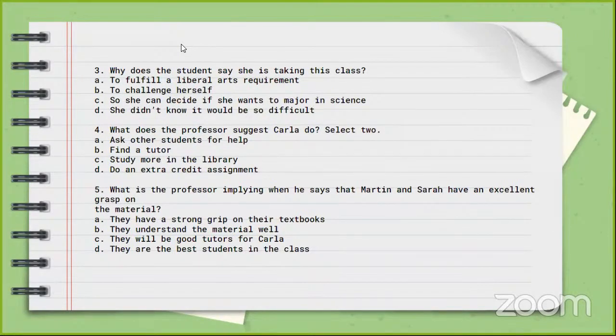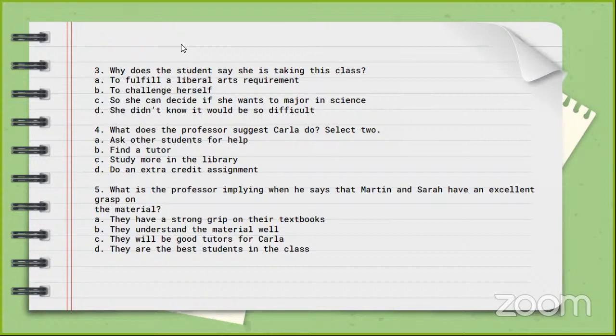I'm gonna ask 3 people again. Miriam, please, are you there? Yes, I'm here, teacher. I chose letter C. So she can decide if she wants to major in science. Okay, thank you. What about you, Ale Larrea? Here I have 2 options between B and D, but finally I choose B. Okay, she didn't know it would be so difficult. Okay, thank you. Now, finally, please, Ana Belén, what do you think? Also, I wasn't sure, but I chose letter A. To fulfill a liberal arts requirement.